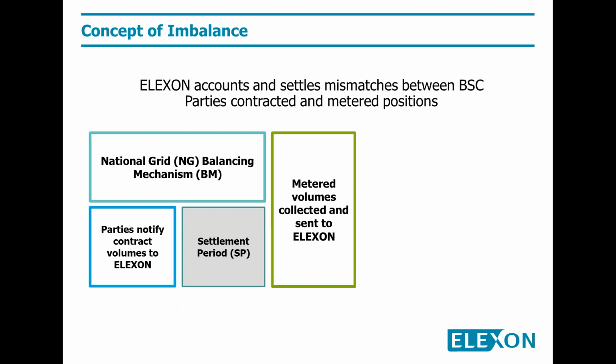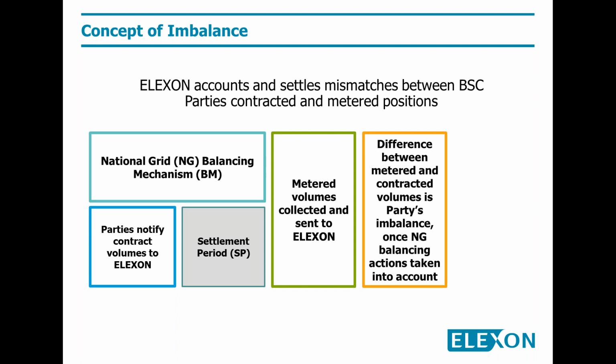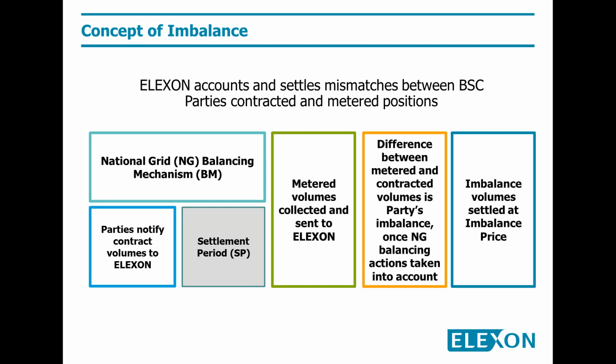We then collect the metered volumes and they're sent through to us at ELEXON. We look at the difference between the metered and contracted volumes, and that's the party's imbalance. But note, we also need to take into account any balancing actions that National Grid have taken. And lastly, we have an imbalance volume, which will be multiplied by the imbalance price, and that's what will be settled with the BSC parties.